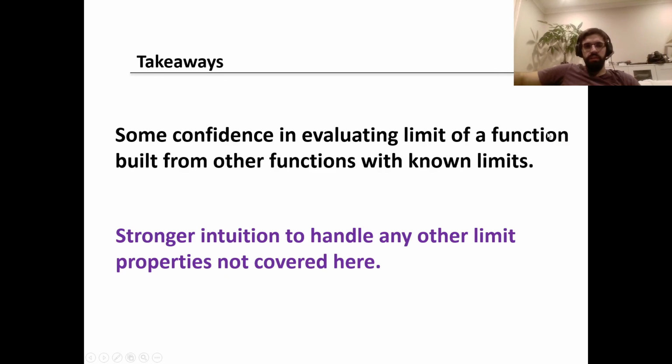Some takeaways from this lesson. Hopefully we're moving away from tables and, after this, working more towards the equations themselves, and we got into that a little bit this time. So we're hoping that we're continuing to build our confidence in evaluating limits of a function, and a stronger sense of how to go about looking at limits and how to understand the limit as a function.